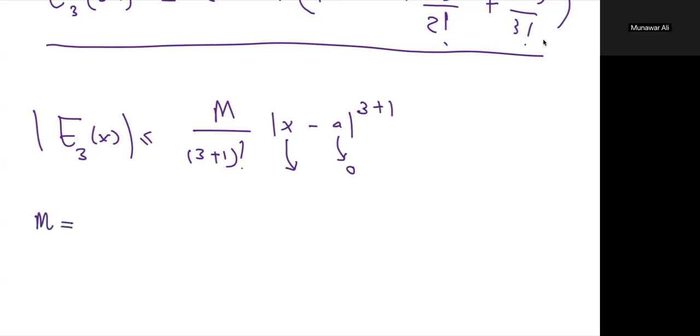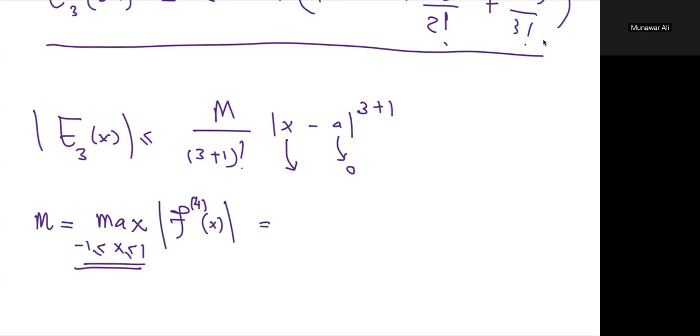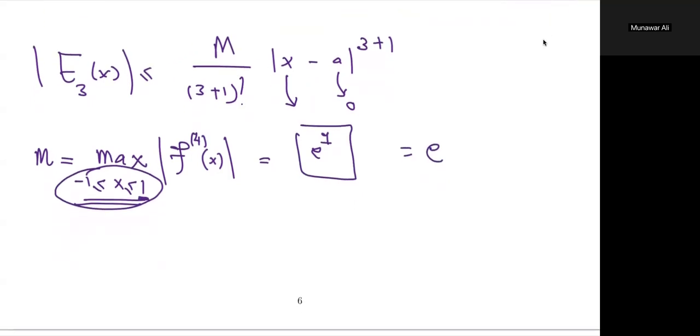And how to compute the value of M? It's just the maximum value. Let's say x is between negative 1 and positive 1, because 0.1 belongs to this interval. You can pick any interval if it is not given to you. So take the n plus 1 derivative of the function, in absolute value. You have the function e to the x. If you take its 4 derivatives, it's again e to the x. And the maximum value of e to the x in this interval is at 1, so it's e to the 1, which is equal to e. So you just put everything here.